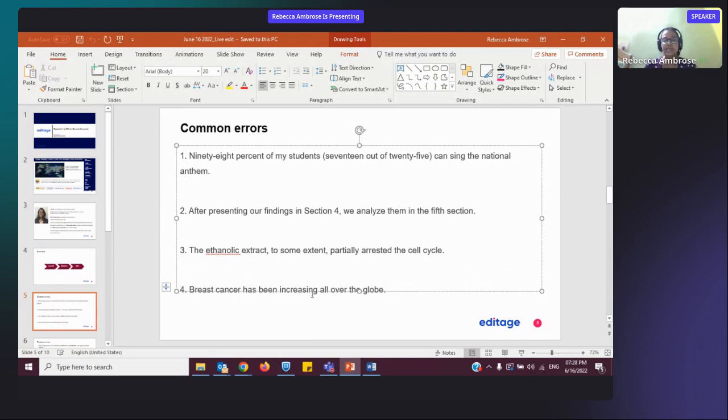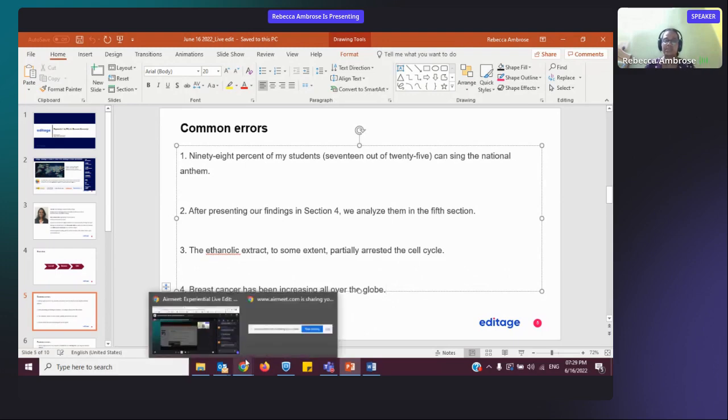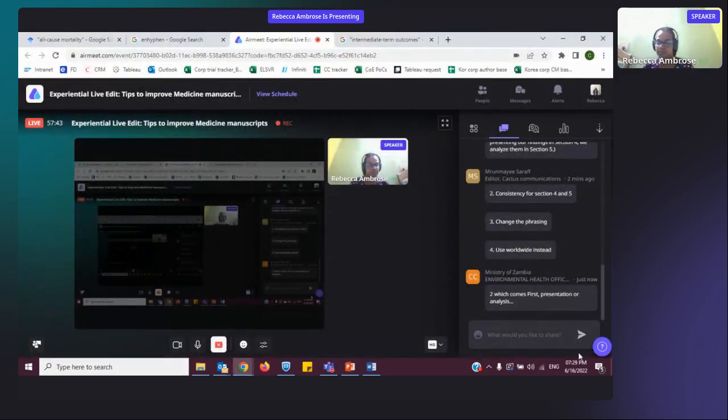It says breast cancer has been increasing. Now, we don't know what about breast cancer has been increasing. Is it the incidence? Is it the prevalence? Is it the risk of breast cancer? Is it the severity of the condition? We don't know what the author is specifically referring to. We need clarity on these things, especially when you're talking about a condition in an epidemiology paper. So this is something that we would have to ask the author about, like what about breast cancer is he saying is increasing around the world.